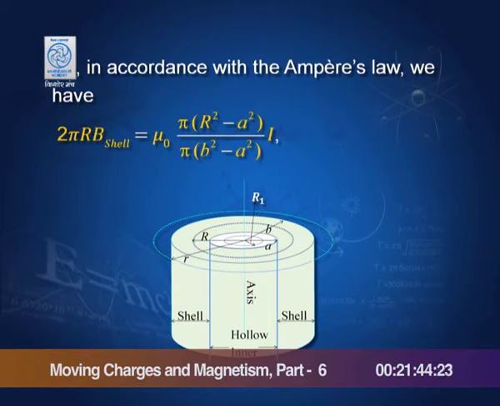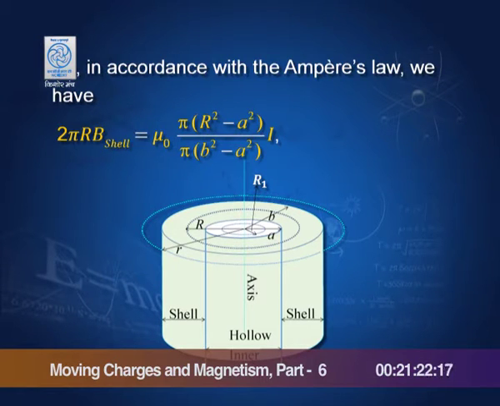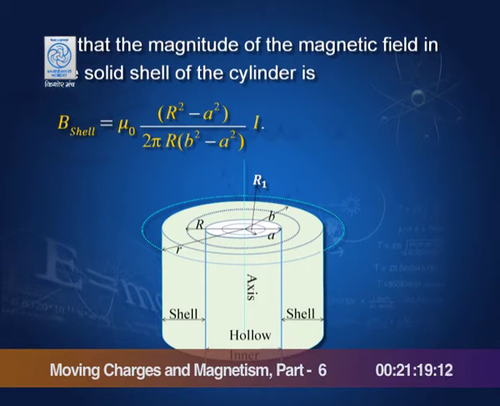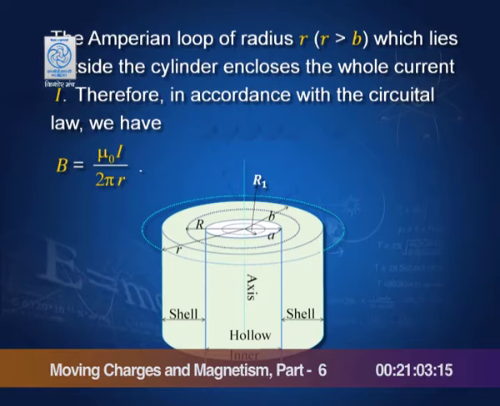So, we get 2 pi r times B in the shell is equal to mu 0 into the current I threading this circle of radius r, which if we use that expression gives us mu 0 into pi times r squared minus A squared by pi times B squared minus A squared, into I. So, this pi gets cancelled and the magnetic field inside the shell, that is, for radii between A and B, is mu 0 times r squared minus A squared by 2 pi r into B squared minus A squared, into I.